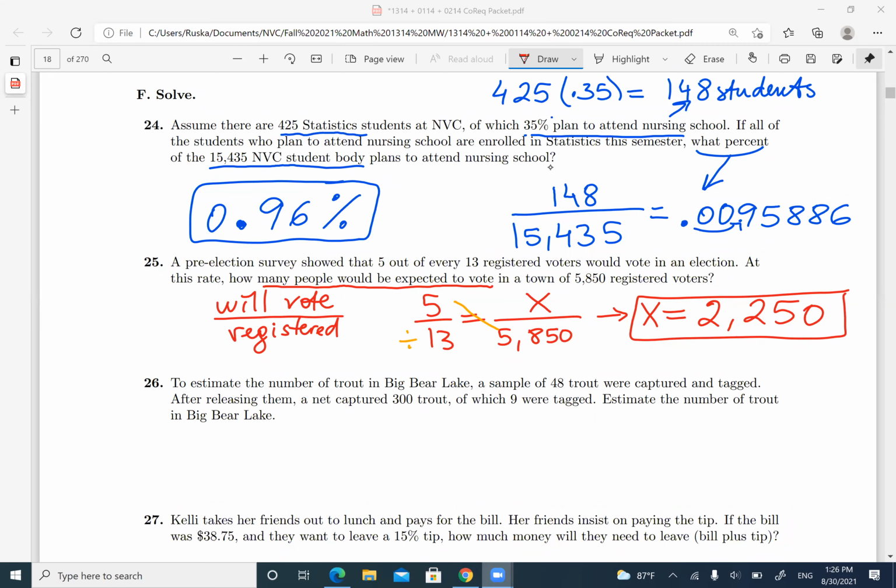You can cross multiply. And then when you cross multiply, you have the same thing: 5 times 5,850 equals 13x. And then you have to divide by 13 to get X by itself. Yes, that's right. Okay, so that was number 25. Any questions?